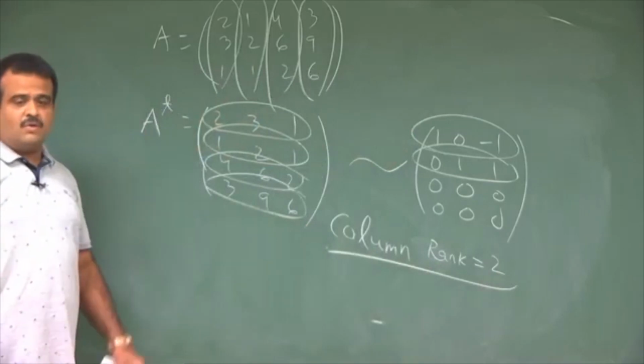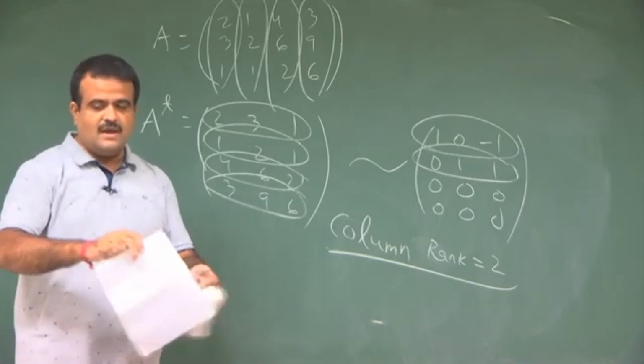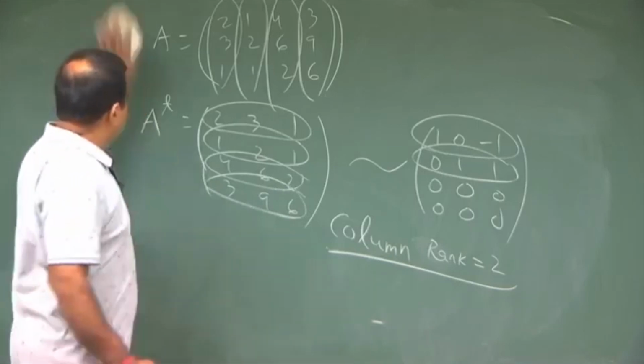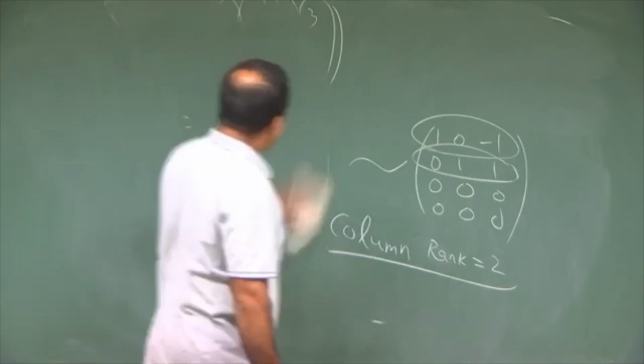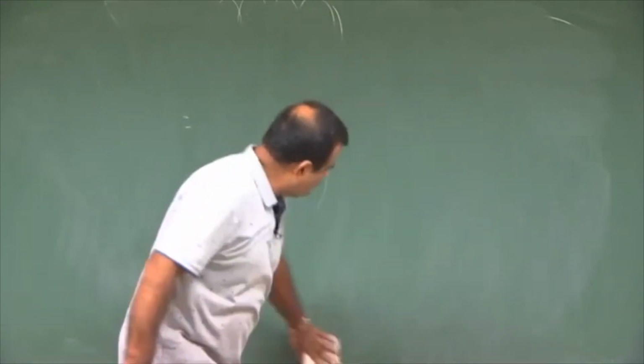So, we have seen the row rank also. In general, it is true that the row rank and the column rank are the same. So, we will just state those results. We are not going to prove it. We will supply the proof in the lecture note.